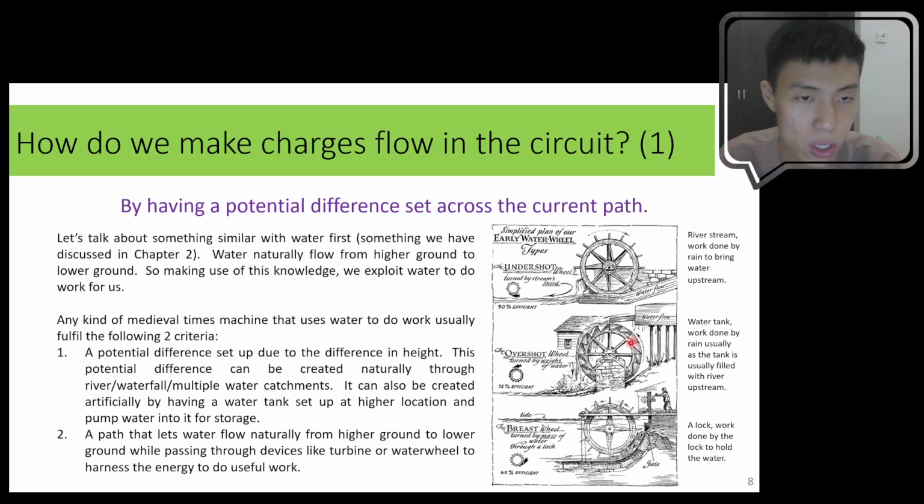So if there's no water wheel over here, the water will just flow from high to low, transforming from gravitational potential energy to kinetic energy. So what happened essentially is just the water flows faster. Nothing really happened. But if you install some kind of component over here, let's say a water turbine, the water turbine will turn, right? So if the water turbine turns, it can harness the energy to do useful work.